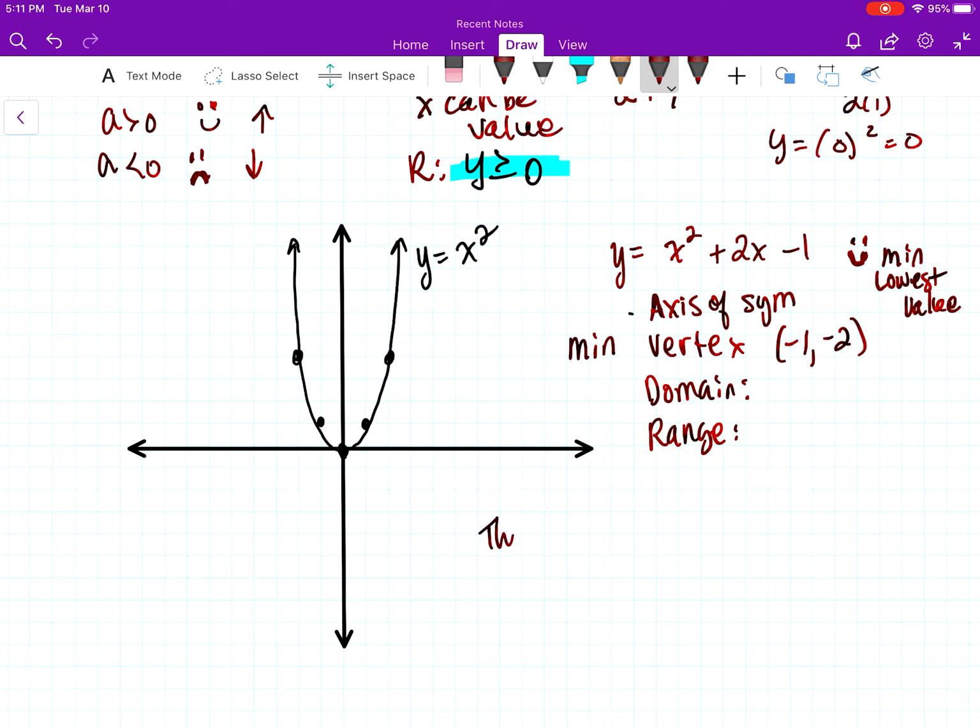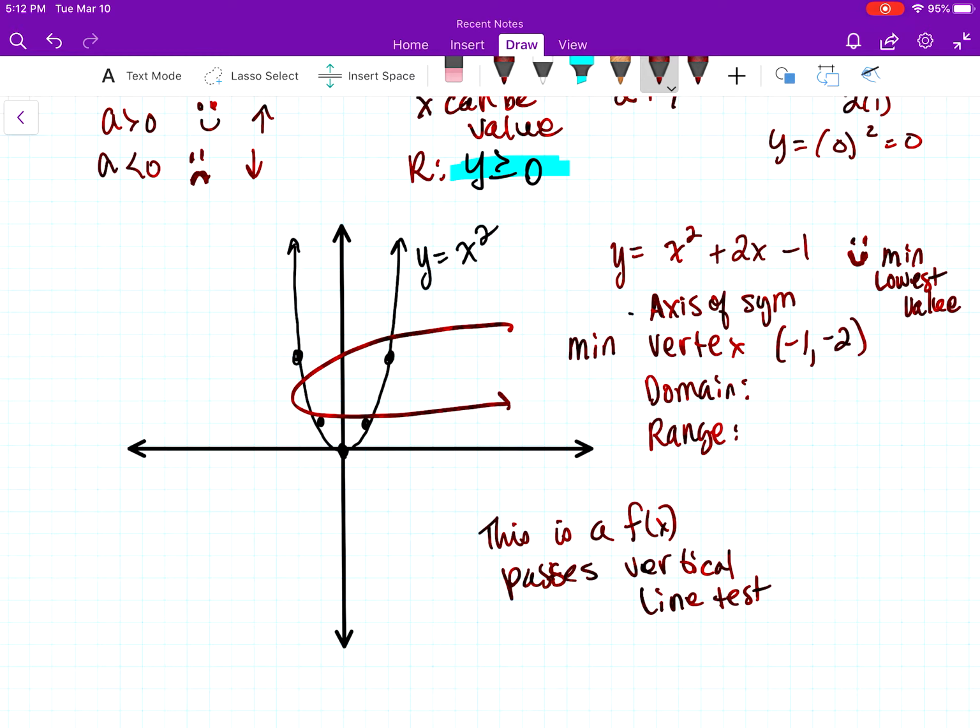Now again, side note, this is a function. It passes the vertical line test. Okay? So all parabolas that are U-shaped or frowny face pass the vertical line test. Now, if we had a parabola that was looking like this, that would not pass the vertical line test, okay? But in the case of what we have here, we pass the vertical line test.